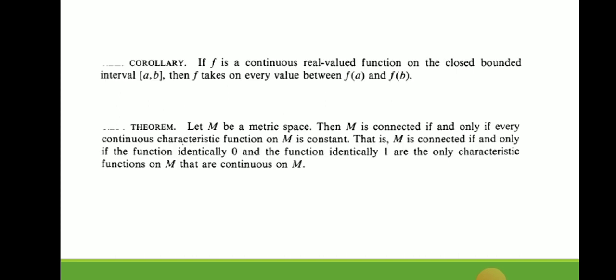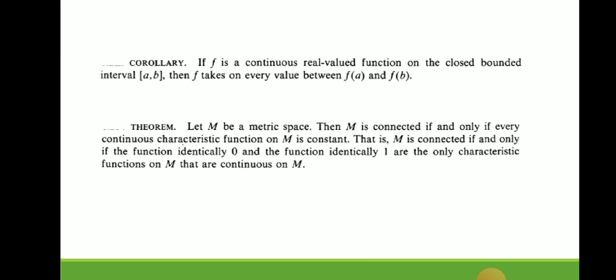Next, the corollary: if f is a continuous real valued function on a closed and bounded interval [a, b], so now the domain is the closed and bounded interval and the codomain is the set of all real numbers, then that function f takes on every value between f of a and f of b. The image lies between the values f of a and f of b.